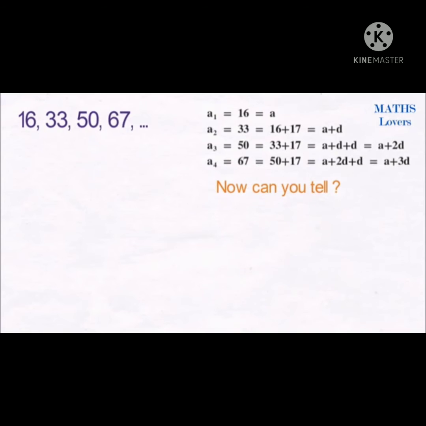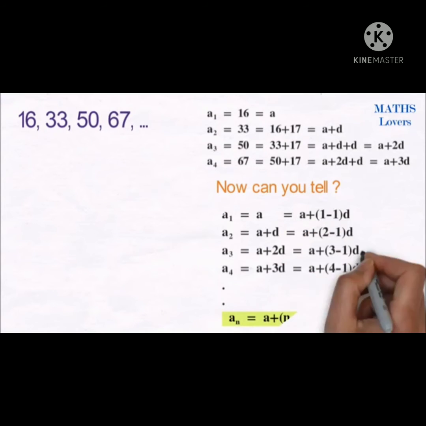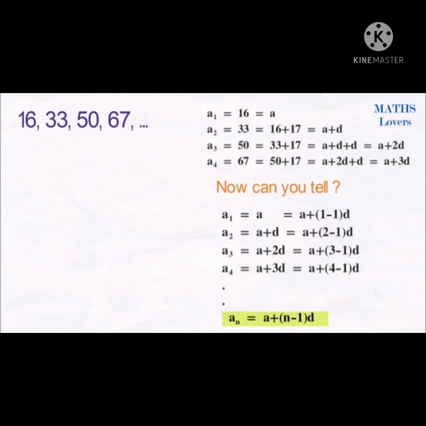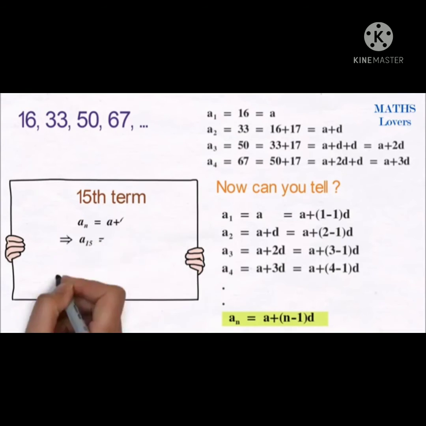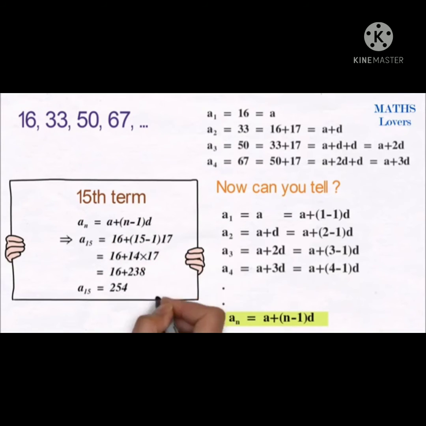Okay, let's simplify it more. The nth term of any AP is An equal to A plus (n minus 1)D, where A is the first term, n is the term number, D is the common difference. Now let's find the 15th term using this formula. So here A equal to 16, D is 17 and n equal to 15. That's why A15 equal to 254. Like this we can find the nth term of any AP.